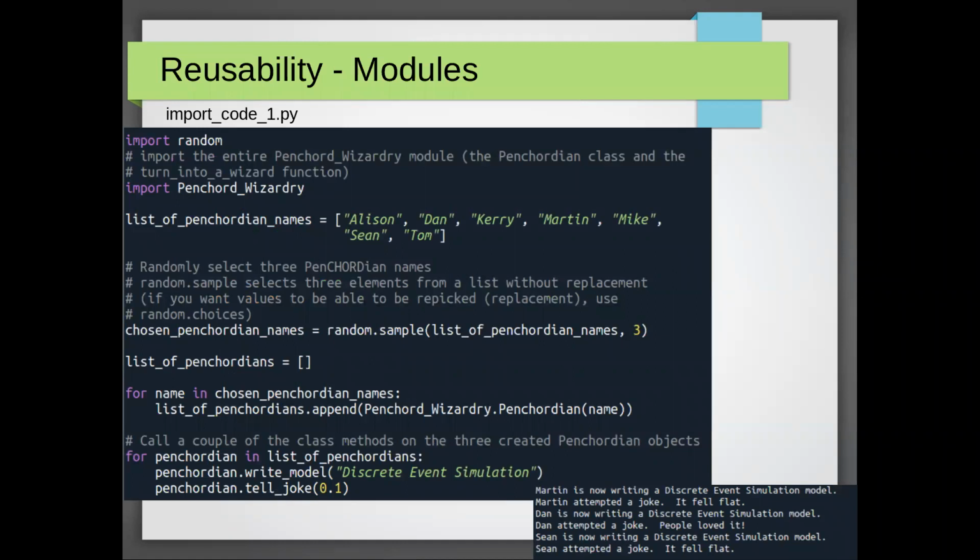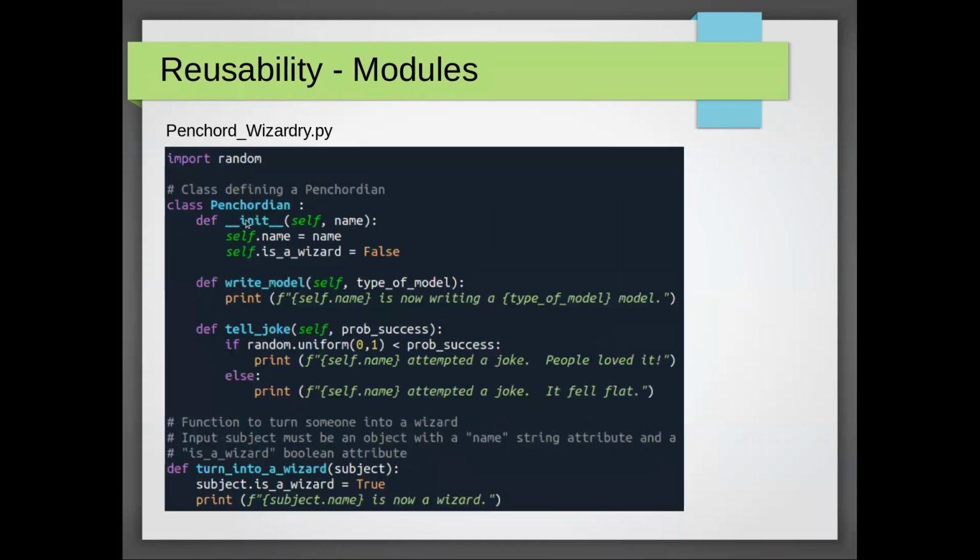And then let's imagine that I've now come back on a different day and I'm writing a separate piece of code. So this is a separate py file that I'm writing here. In this py file, I'm going to import the random library, but I'm also going to import Pencord Wizardry, which is the name that I gave to this module.